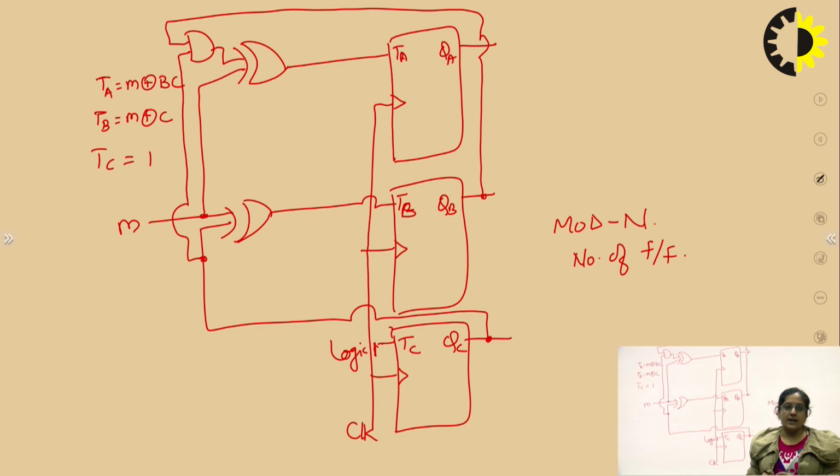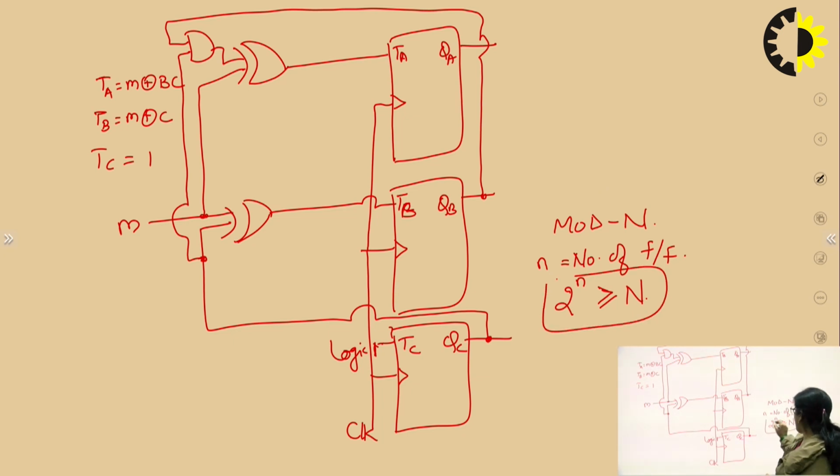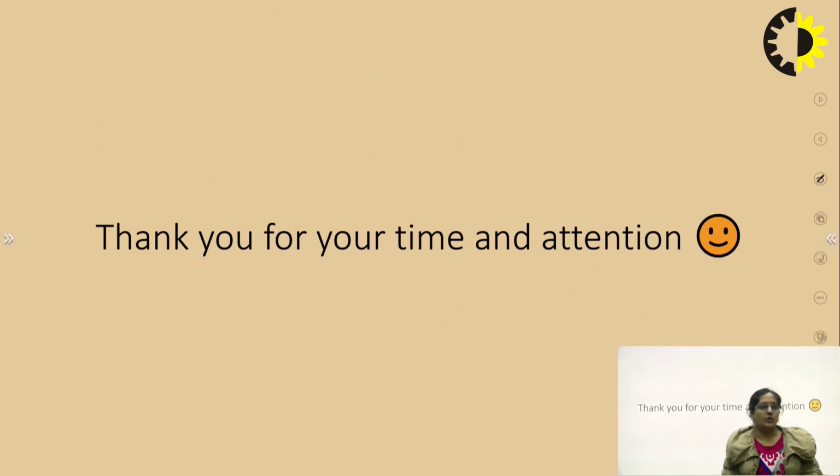So to design a mod n counter, the relation is if n is equals to number of flip-flops, then it should be greater than or equals to n. So using this relation, we will find the number of flip-flops to design a mod n counter. So this is all about designing a binary counter. Thank you.